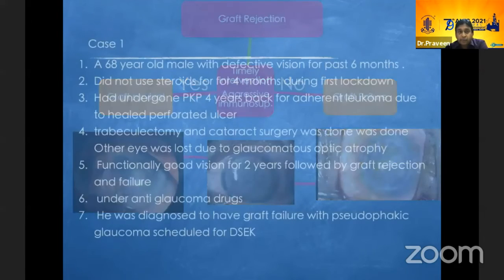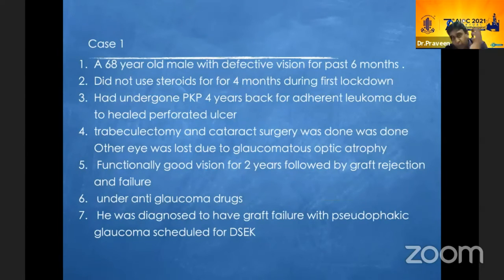So this is a 68-year-old male who came to me 4 years back for a corneal ulcer. The patient had a perforation, and I treated it conservatively, and it eventually became an adherent leukoma. The patient underwent keratoplasty 4 years back and was doing well. After 6 to 8 months, the same patient underwent trabeculectomy and cataract surgery because of glaucoma and cataract. The patient had good vision for 2 years, following which he had a failure. He was on anti-glaucoma drugs, and the other eye was gone. But in the first pandemic, the patient did not come, and ultimately he did not use the drugs. It led to rejection and failure.